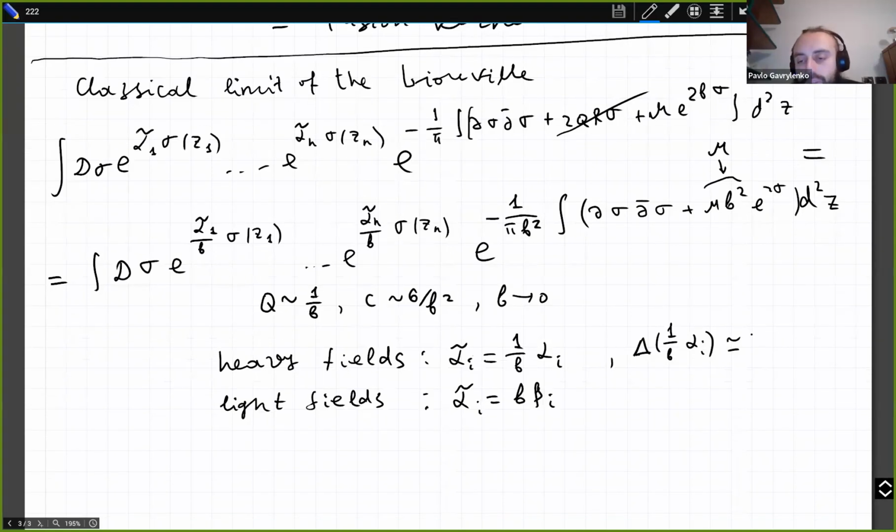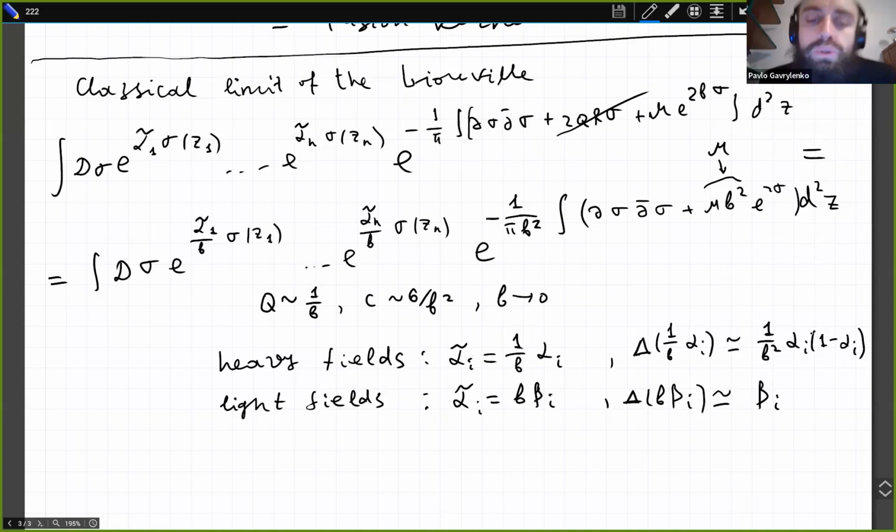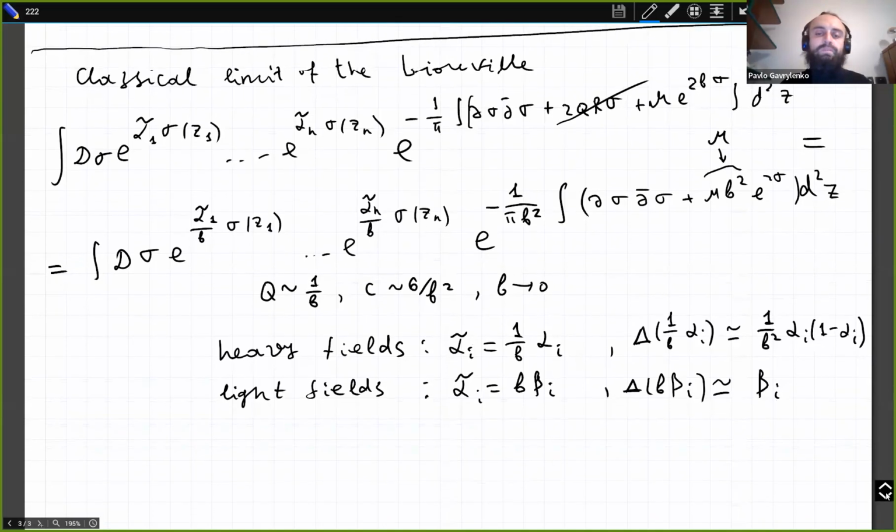So now delta of 1 over B alpha I equals to 1 over B squared, proportional to 1 over B squared, alpha I times 1 minus alpha I. And in this case, delta of B and beta I is just beta I. So one dimension goes to infinity, like 1 over B squared. Another dimension stays constant.